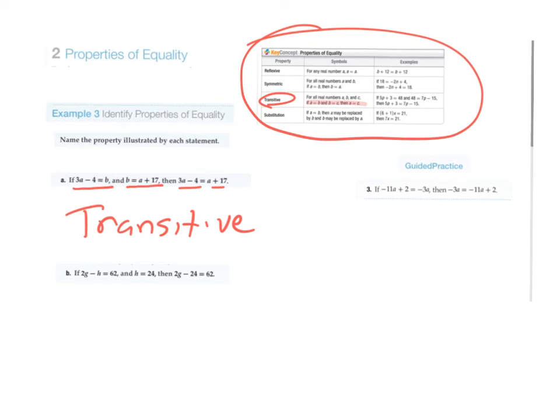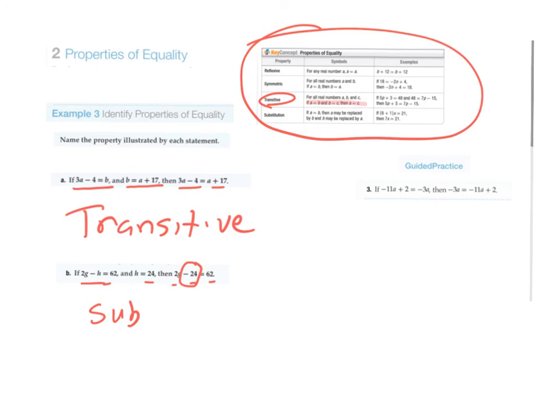So let's look at the next particular one where we have 2g minus h equals 62, and it tells you h is 24. Well, if you look over here, everything is exactly the same order, but now the h is now 24. All we did was basically substitute one number in for a letter. So that's the substitution property.